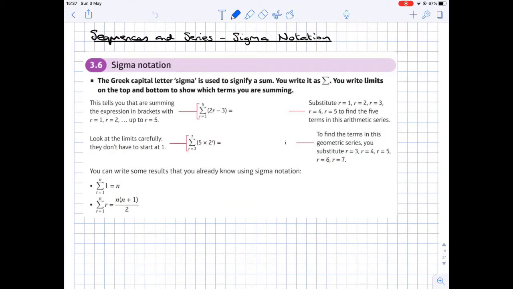Sequences and series, sigma notation. The Greek capital letter sigma is used to signify a sum. We tend to write limits above and below.